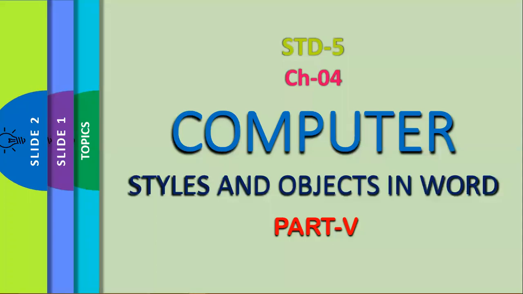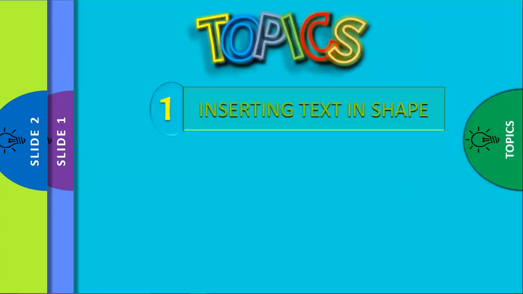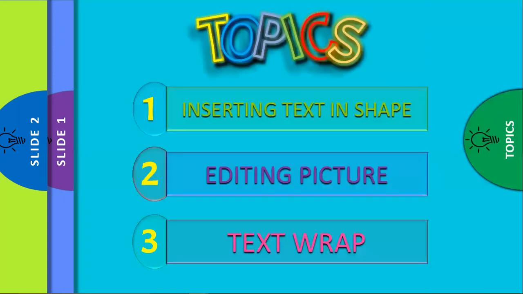Good morning, students. So today we are going to continue chapter 4, which is styles and objects in Word. The topics we are going to discuss today are: first, inserting text in a shape; second, editing a picture; third, text wrap. So let's start the class with inserting text in a shape.